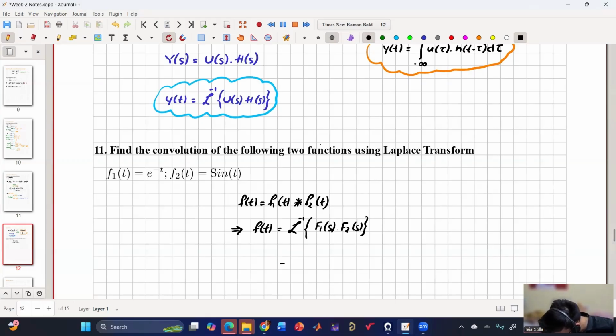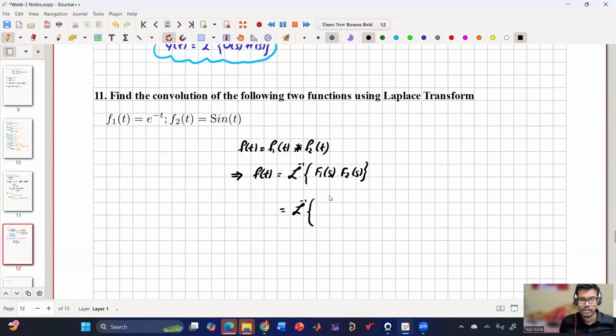So what is f1 of s? Laplace of f1 of t, what is that? One by s plus 1. 1 by s plus 1, very good. And what about f2 of s? 1 upon s square plus 1, very good.